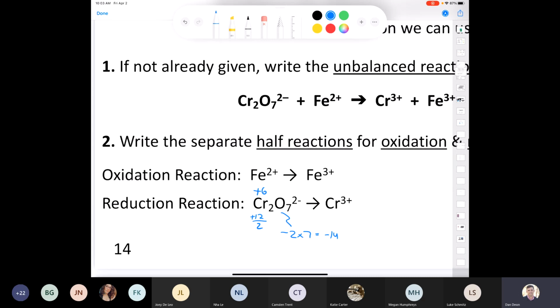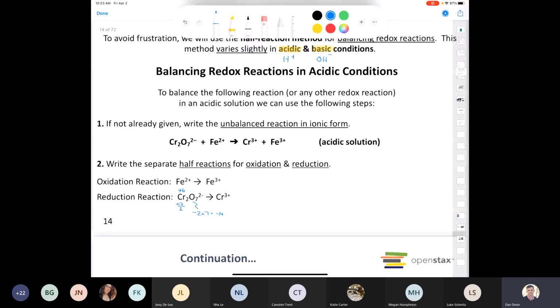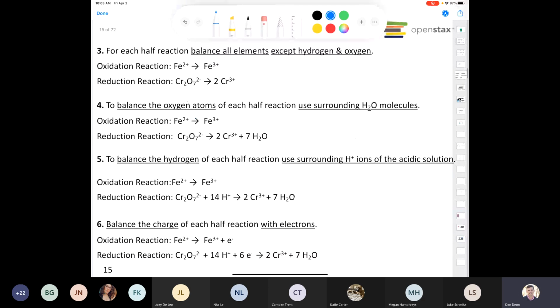You've got to be able to write down the oxidation numbers correctly and identify who's being oxidized and who's being reduced. So the iron 2 plus is being oxidized, and the chromium is what's being reduced. Okay, so that's the first step. You can write them down in whatever order you like, it doesn't matter. I like to write down the oxidation first, but sometimes I'll write down the reduction first, depending on how quickly I'm thinking.